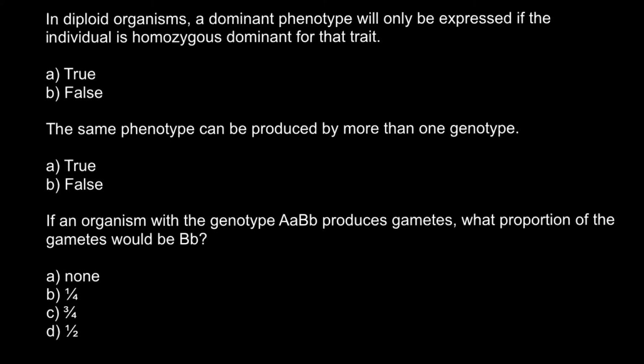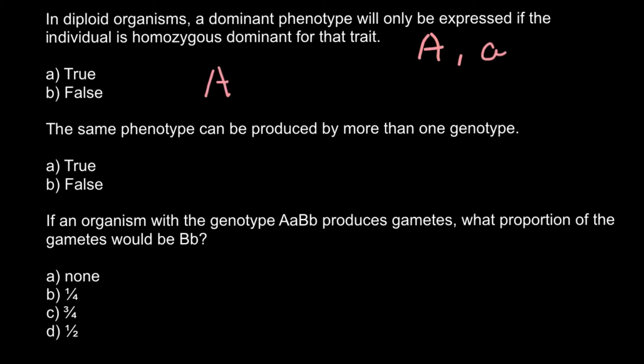And here's the first question. In a diploid organism, a dominant phenotype will only be expressed if the individual is homozygous dominant for that trait. In simple Mendelian genetics, a diploid organism may have 2 alleles. One would be dominant, and we use capital A, and another can be recessive, and we use small a to designate the recessive allele, and these 2 alleles can make 3 genotypes in the organism.